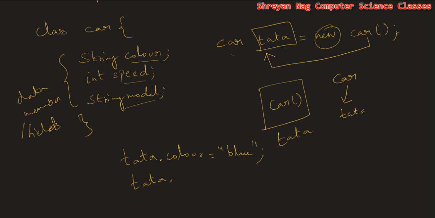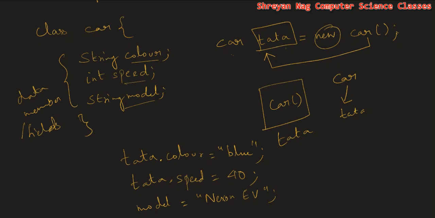So tata dot speed, suppose let us keep a speed of 40 km per hour, and model, suppose Nexon EV. So this is how the dot operator is used.